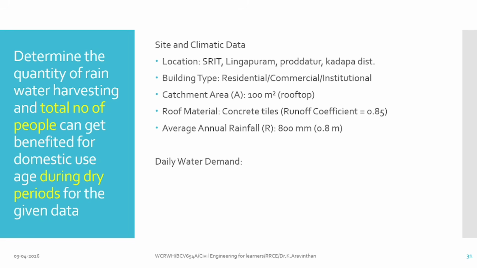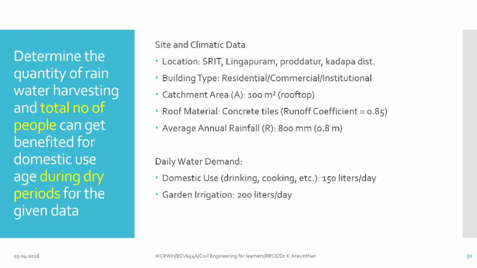Generally, we use water for two purposes. One is for domestic use and another is for gardening. What are the reasons for domestic usage? The different domestic usages are drinking, cooking, and washing, which might be cloth washing or vessel washing. For all this demand, you need 150 liters per day per person.